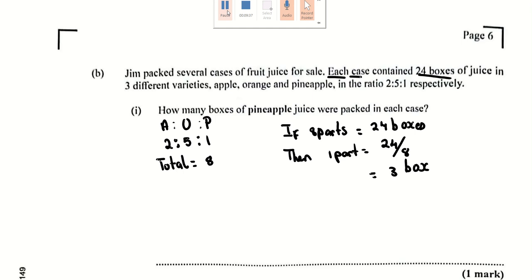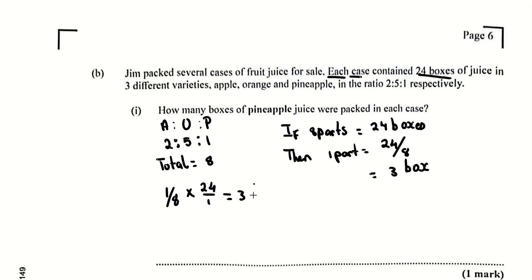Another way that you could have done this is, how many boxes of pineapple juices were packed in each case. We know we could have said that the pineapple was 1 out of 8, one part out of 8 parts, and then you simply multiply it by the number of boxes, which is 24 over 1, and 1/8 of 24 is 3. So we know it would have been 3 boxes, and that is the next way you could have done it. Alright, that is the 2 ways that you could have done this question.